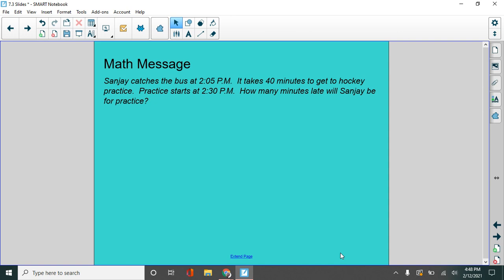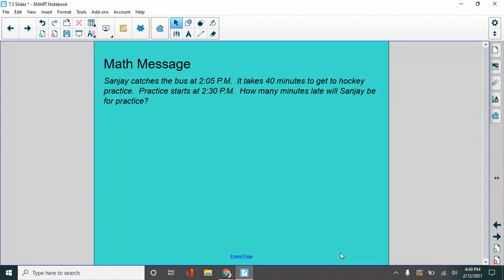Hello there, third graders. We are doing lesson 7.3 today and looking at different ways to measure things and some real world problems. Here is the math message. I'd like for you to read this. You might need a scrap sheet of paper to try to figure out the answer.